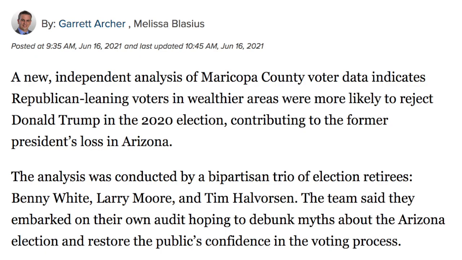So it says the analysis was conducted by a bipartisan trio of election retirees: Benny White, Lenny Moore, and Tim Halverson. The team said they embarked on their own auditing, hoping to debunk the myths about the Arizona election and restore the public's confidence in the voting process. Right there, Benny. They're not getting any new information from the audit. This isn't anything new. This has been like 6 months, right? They ain't even getting close. To say that this is debunking it, for me, I'm sorry, I am in a position of considerable familiarity. I know what I'm looking at.